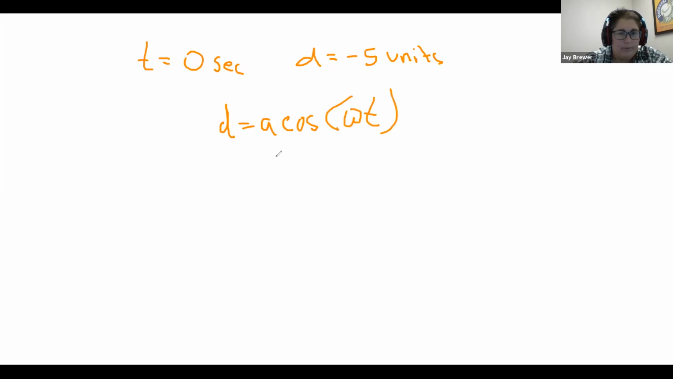Now to figure out the amplitude, what do you think we can use right now that'll help us with our amplitude? It's basically the only thing that makes sense at this point, okay? Our amplitude is going to be the absolute value. So it's going to be the absolute value of -5. Right?